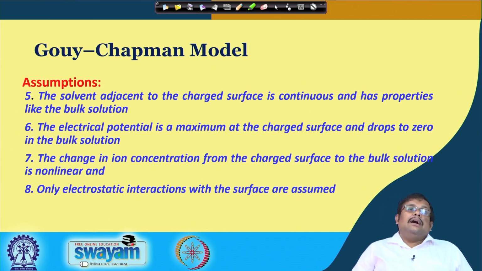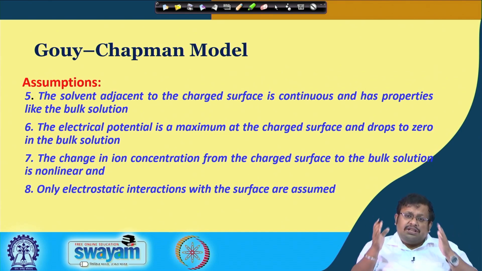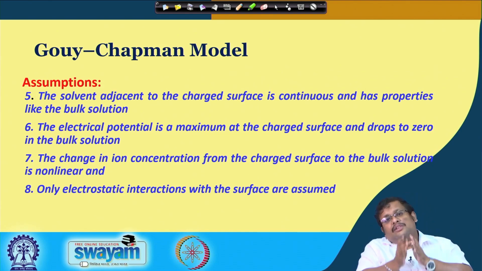The sixth one was that the electrical potential is a maximum at the charged surface and drops to 0 in the bulk solution, just like in the Helmholtz double layer. And the seventh one is that the change in ion concentration from the charged surface to the bulk solution is nonlinear. This is one of the major differences from the Helmholtz model. In the Helmholtz model, the ions, the positive counter ions, were arranged in a plane parallel to the clay surface.